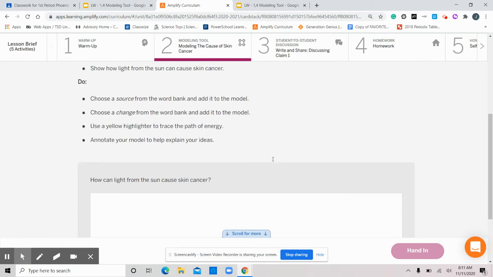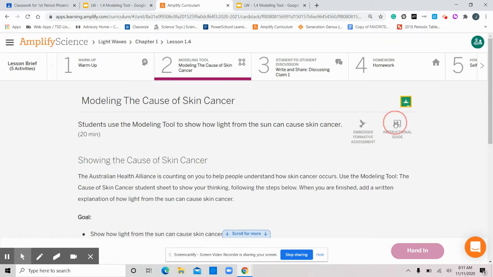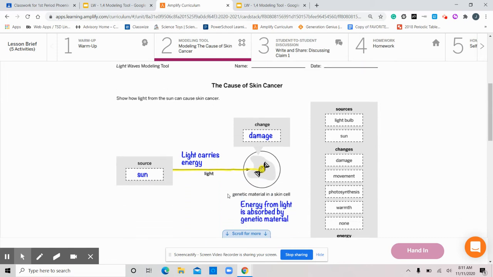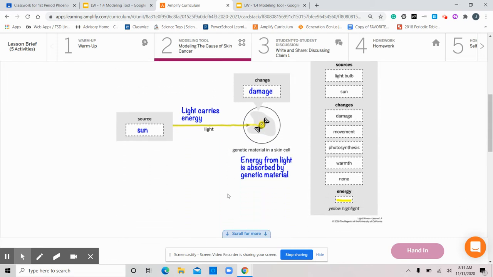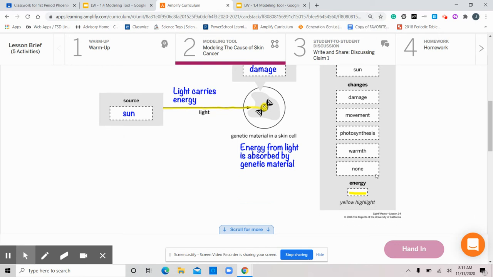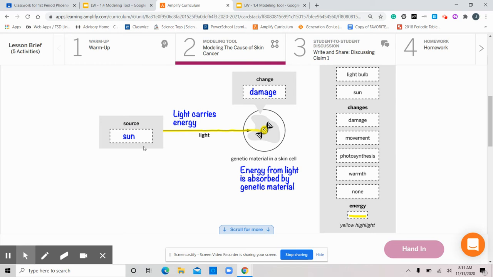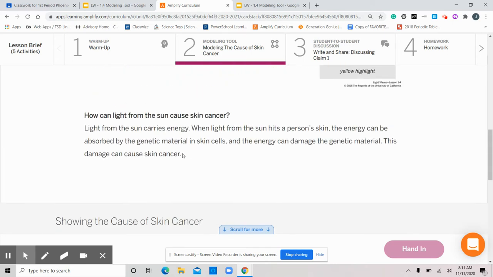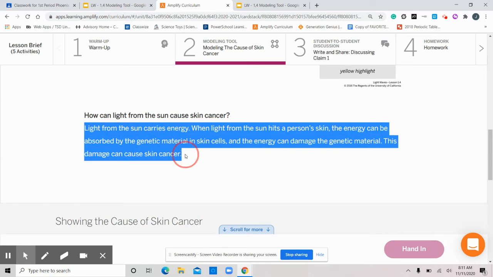So, what are some possible answers for this? Well, I'm going to go to my cheat sheet here and possible responses. Let's look at this model. So here we can see, even bigger. Here we can see this is what we should have got. We've got our source. We've got our light that's carrying energy. The energy from the light is absorbed by the genetic material, which in turn is causing damage. And our response could look something like this, right?